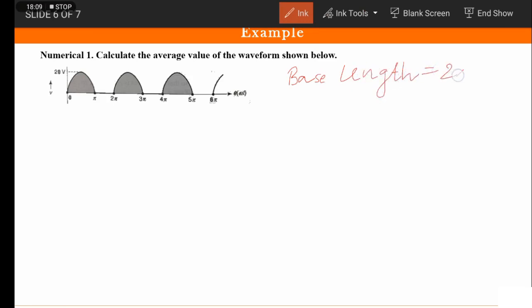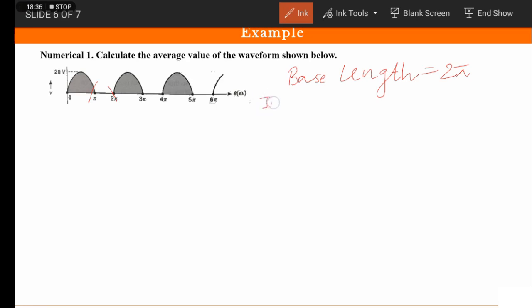Base length is going to be 2 pi. Next, we are going to understand which type of signal this is. If you notice, up to this point the signal behaves like a sine wave, and from this point to this point it behaves as a zero-value signal, right? So we have to write the equation with respect to the interval.